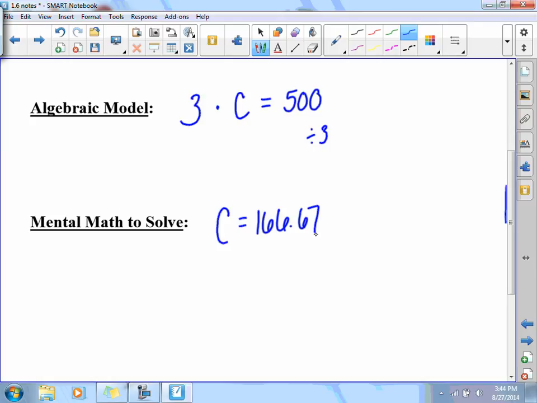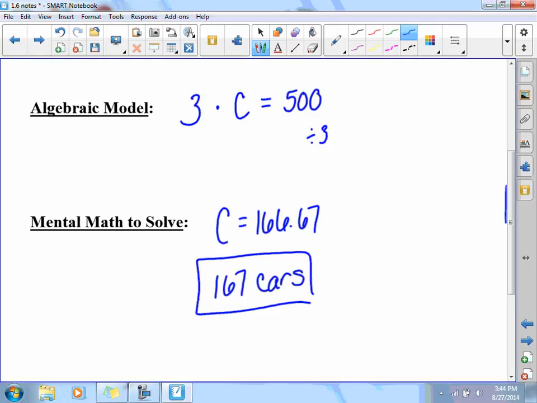Now you don't just wash 2/3 of a car. Okay, people aren't going to come to your car wash if you do that. So really they have to wash 167 cars in order to raise their $500. And if we were going to put that into a sentence, that's exactly what we would say. The chess club needs to wash 167 cars to raise $500.